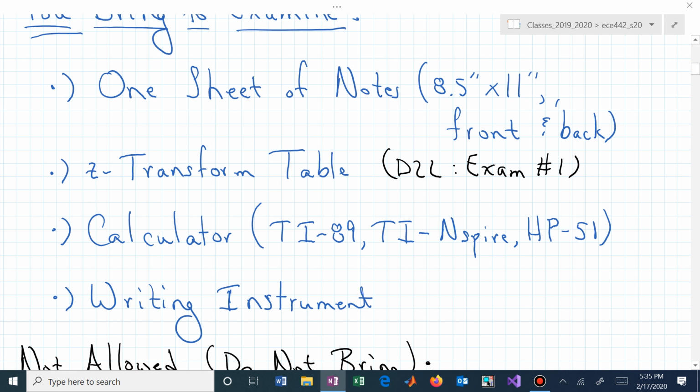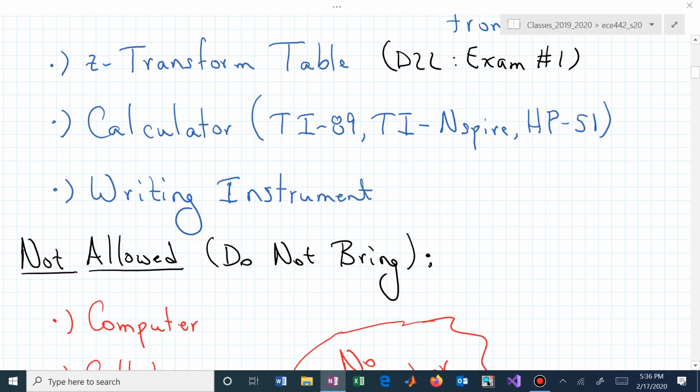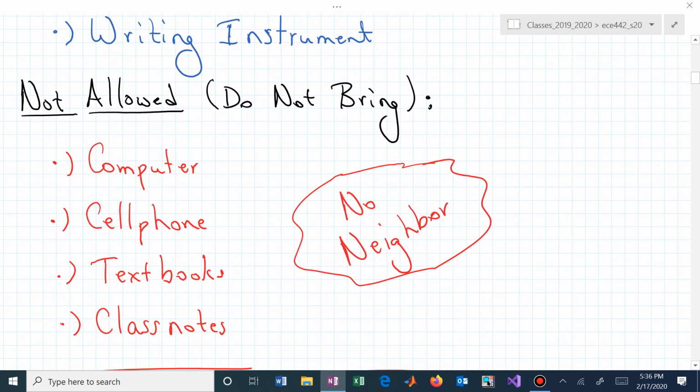So it is a change, but you can bring the one sheet of notes front and back in addition to the Z-transform table that's on D2L. So you will have 2 pieces of paper. One will just have one side of information on it, which is the Z-transform table. The other one can have up to front and back information on it. And a calculator and something to write with.